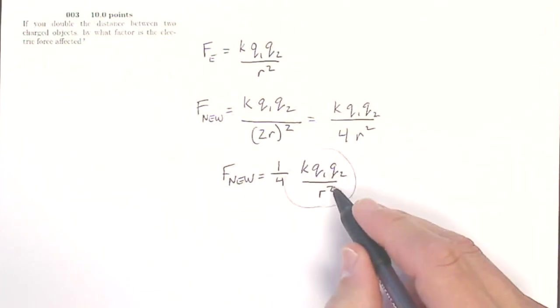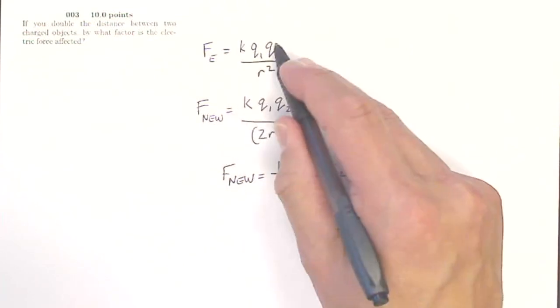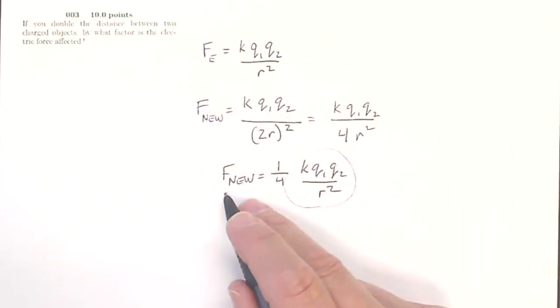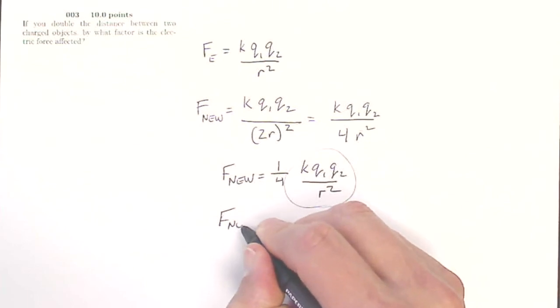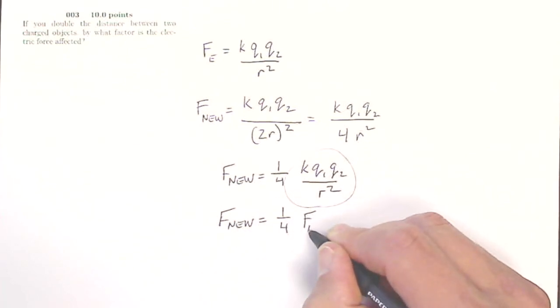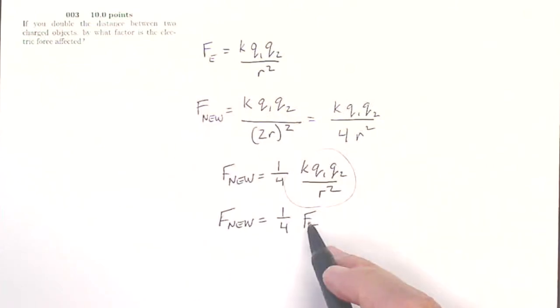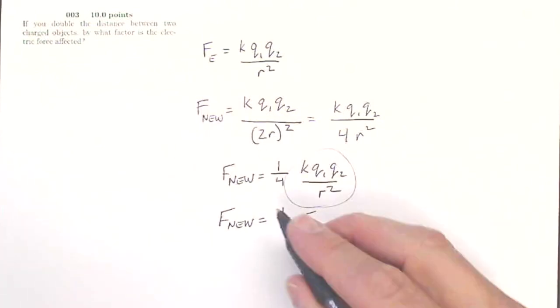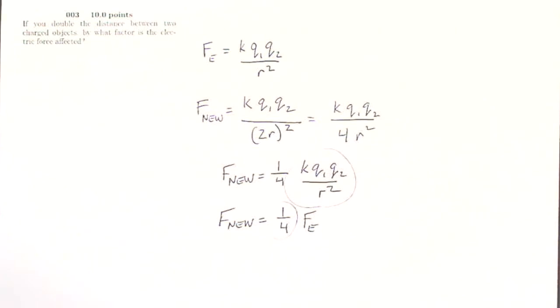But this was my original force up here, K Q1 Q2 over R squared. So my new force is going to be 1/4 of my original force, which was Fe up here. So when they say by what factor, well, it's 1/4, but I can't enter that into Utexas, so I've got to take 1/4 and turn it into 0.25. That is going to be my factor by which it's changed.